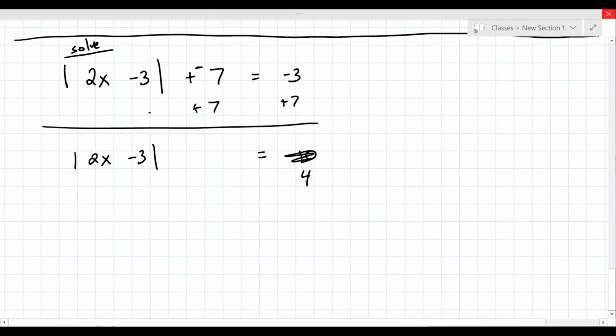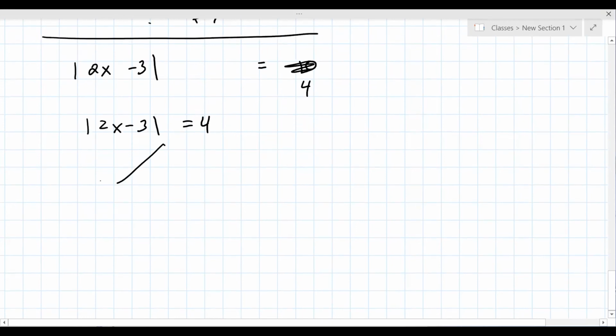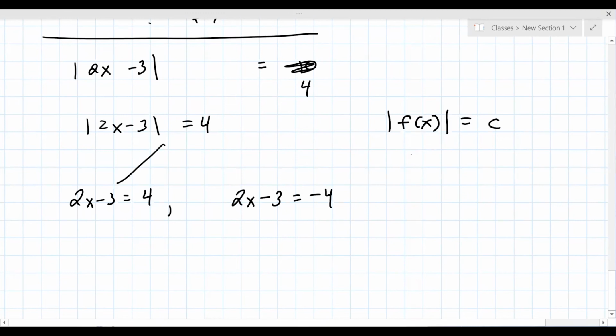So the property I mentioned earlier that's really important here is that when we set the absolute value equal to a number, we really have two possibilities. We have the setting it equal to the number itself, and then setting it equal to the negative of that number. So that's this property. I wrote it this way: f of x, it's usually written like this in textbooks, equals c, and you get two possibilities: f of x equals c, f of x equals negative c.